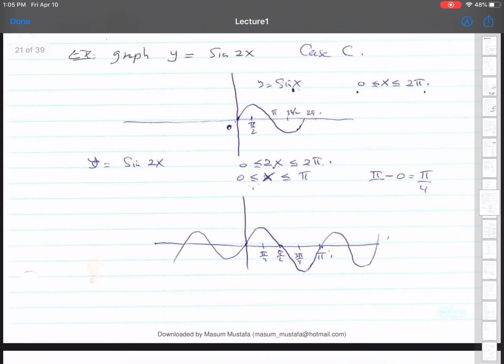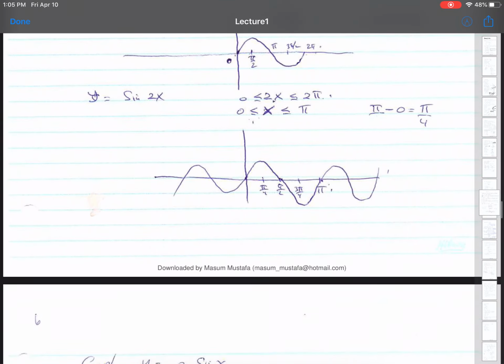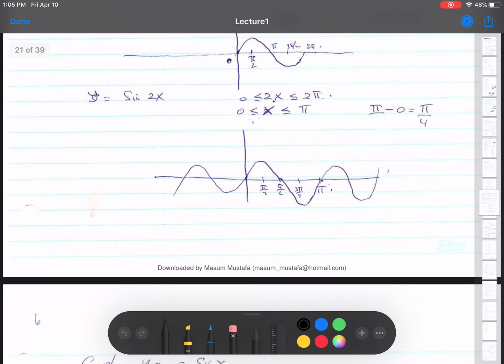I will make some space here maybe. Okay, so this is how you draw a sine function. So now we know the period is pi.